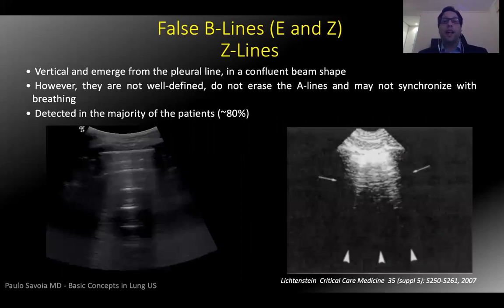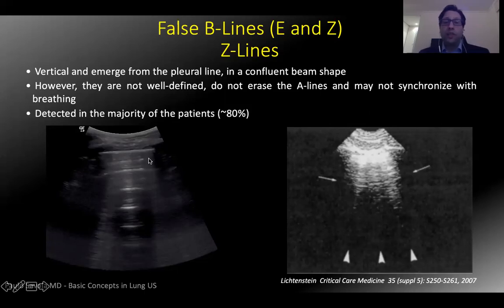The other false B line is a Z line, okay? The Z lines are important because they're detected in about 80% of the patients, but they're artifactual, okay? What are the Z lines? Z lines are similar to confluent B lines, okay? It seems like a confluent B line, however, it does not erase the A line. You can see here the A line is not erased.